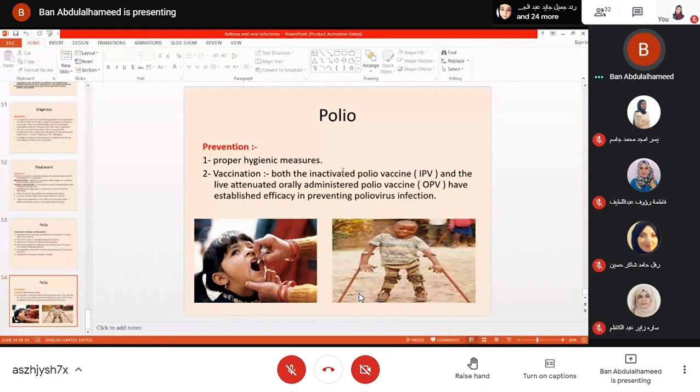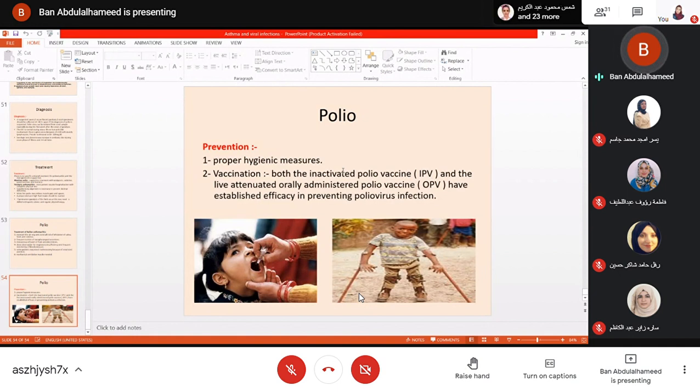As you know, polio is a preventable disease. Prevention is by proper hygiene measures. As we said, it is transmitted by the fecal-oral route by contaminated food. So it is important to encourage the patient to improve their hygienic measures. Another way for prevention of polio is by vaccination.